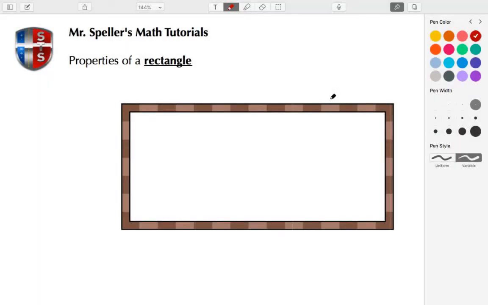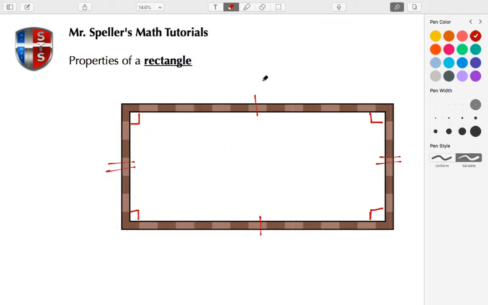Alright, let's get started. Here we have a rectangle. One of the properties is that each one of the angles are right angles. So we know here each one of these are 90 degrees. We also know that opposite sides are congruent. So let's put single tally marks here. We'll put double tally marks here to show that those are congruent.